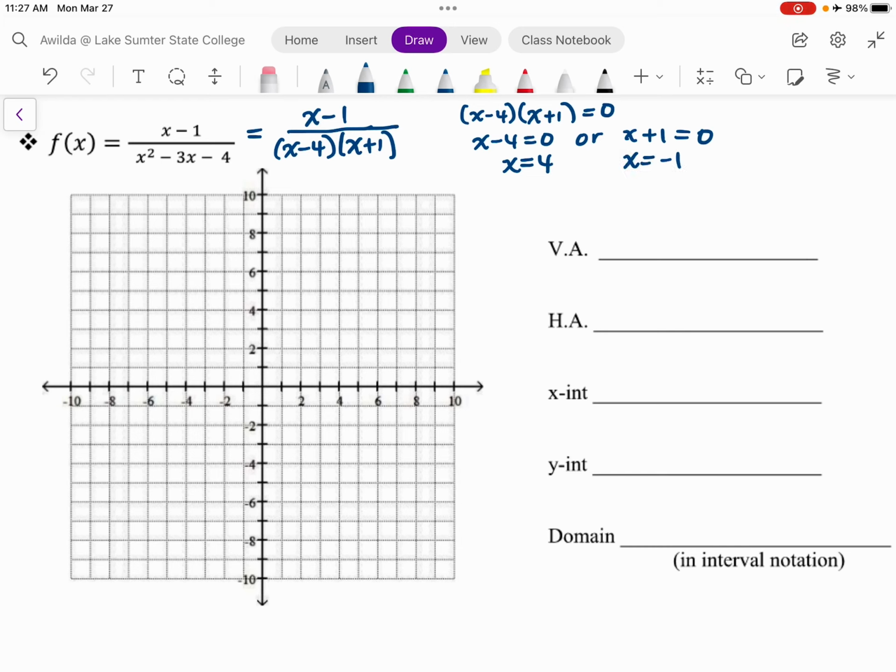So we have x equals 4 as one vertical asymptote and x equals negative 1 as another. I'm going to go ahead and add them to the graph as dashed green lines. So here is the first vertical asymptote, and then here's the second.